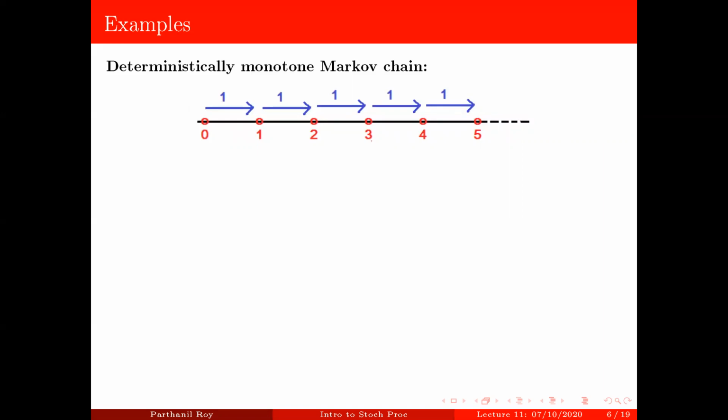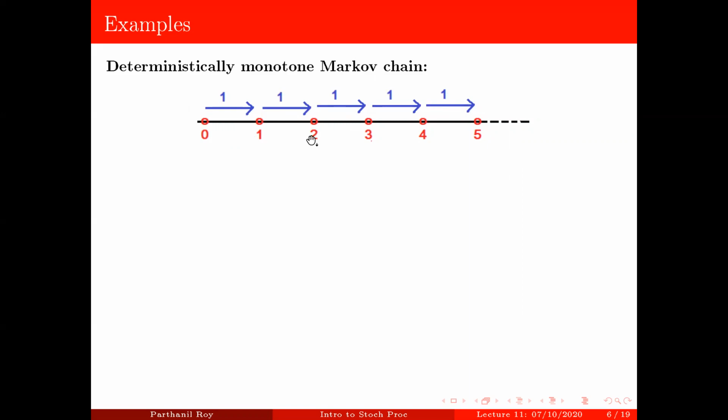Now it's clear that each i will lead to i plus 1. So everything will lead to the next guy. Of course, each i will lead to i also, because this leading to relation is reflexive. So therefore, what it says is that whenever you have two states i and j such that i is less than or equal to j, i will lead to j by transitivity.